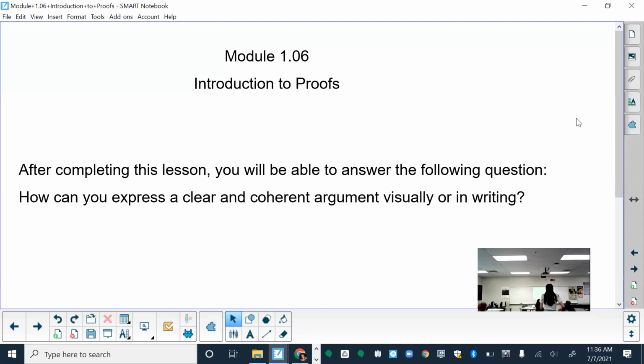So by the end of the lesson, you should be able to express a clear and coherent argument visually and in writing.